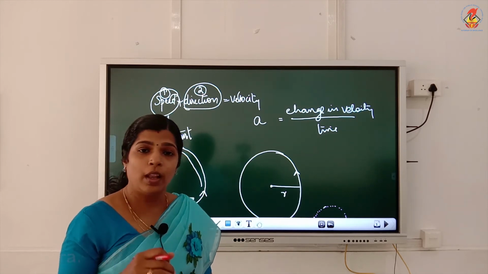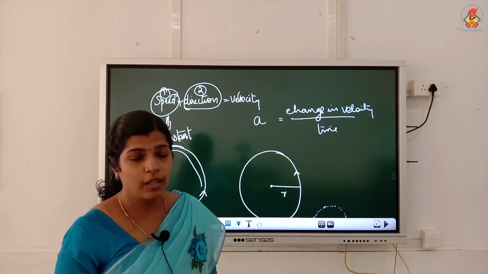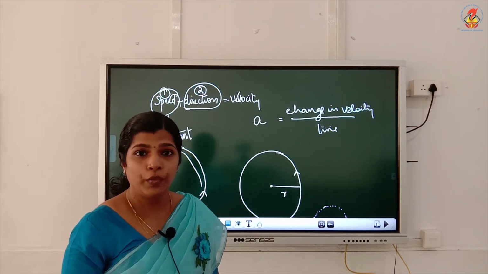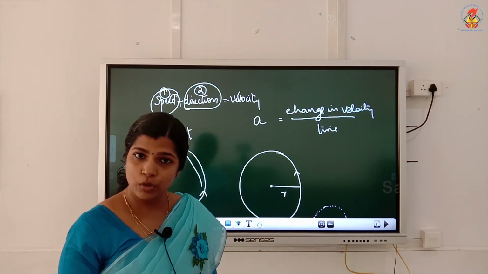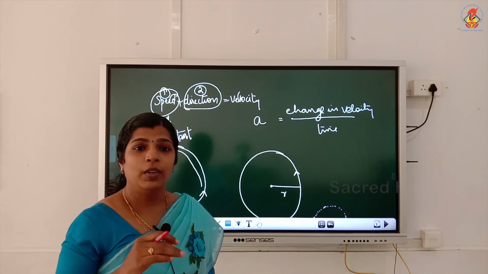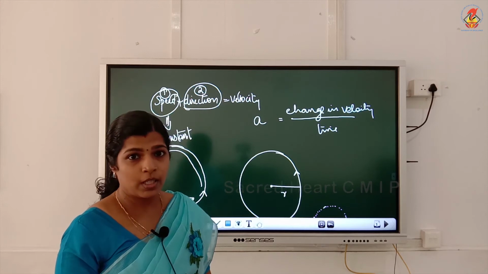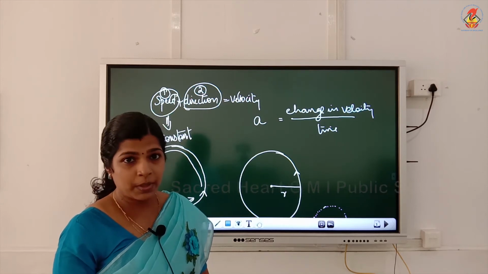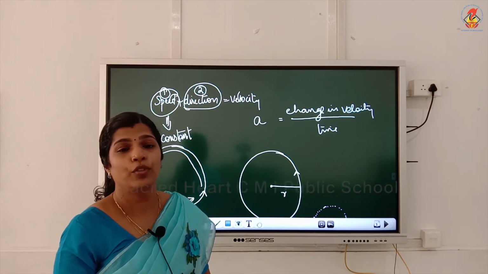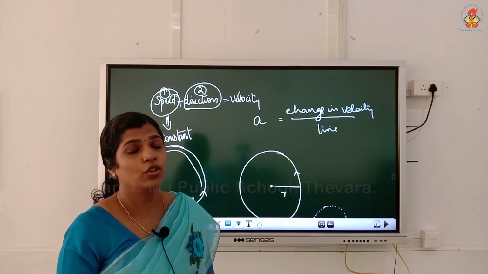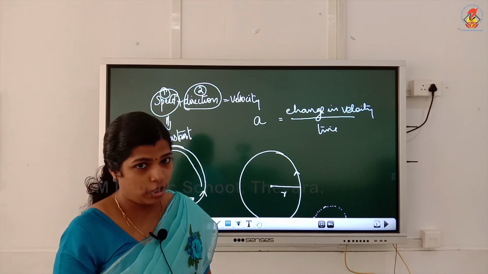If it is moving along the circumference of a circle with constant speed, then it is known as uniform circular motion. We consider a circle consists of n number of points. So, n number of times the direction of motion of the object is changing.